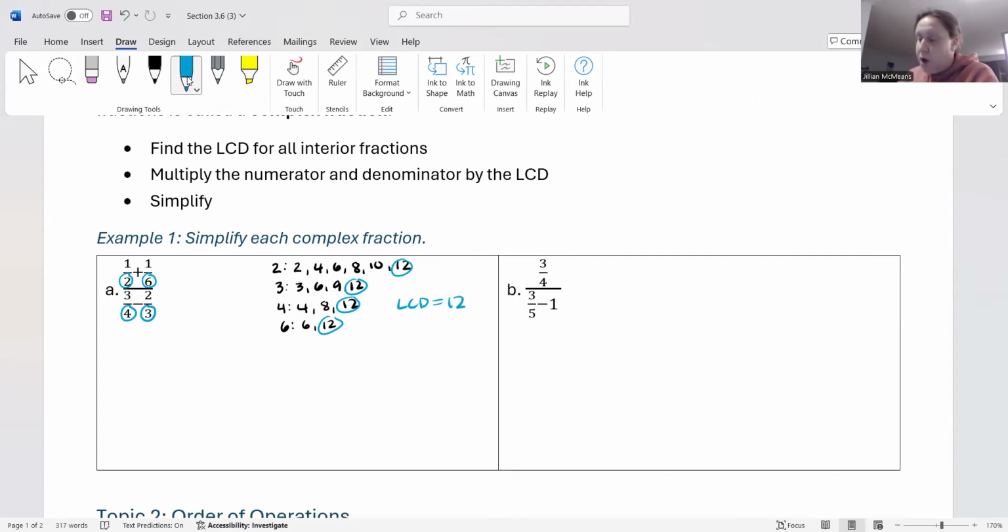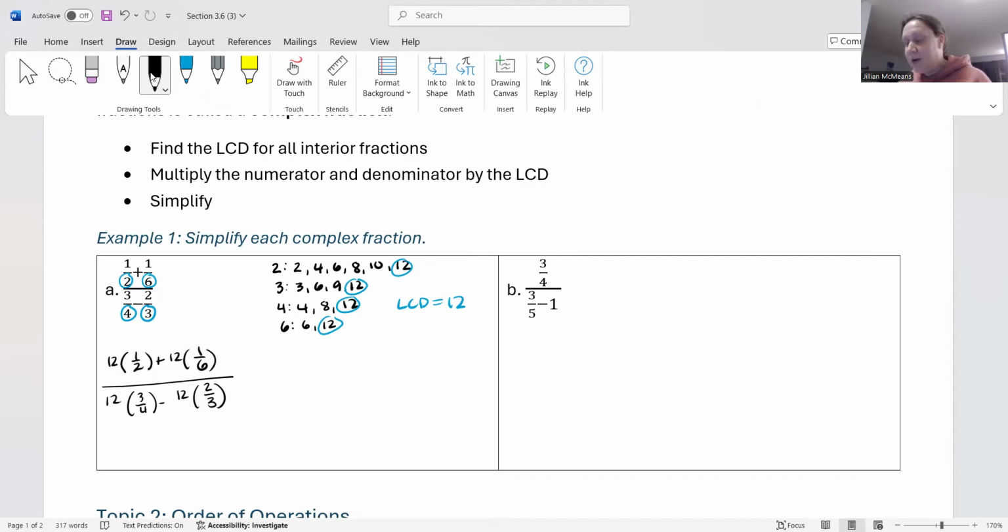So here's what you do. You multiply the numerator and denominator by 12. And I take it one step further. I multiply each interior fraction by 12. That way I don't have to worry about distributing. So what this is going to look like is I'm going to take 12 and I'm going to multiply it by 1/2 plus 12 times 1/6 all over 12 times 3/4 minus 12 times 2/3. So essentially what I've done here is I've multiplied the numerator and denominator by 12. I just went ahead and showed where I distributed.